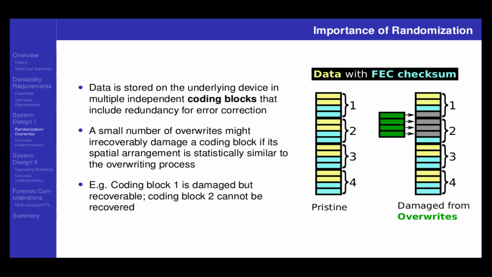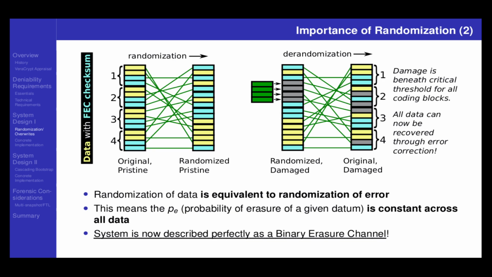if it's completely overwritten. So the way you get around that is to randomize how the coding blocks are distributed on the disk. Instead of having them sequentially one after the other in a spatial arrangement that's very neat, you have a random arrangement. The individual sectors that comprise a given coding block are distributed randomly across the disk. And you can show what that is equivalent to, because the randomization process is statistically independent from, let's say, ext4 or ReiserFS or whatever's running on top on the cover system. Because it's independent, that's equivalent to randomizing the error.